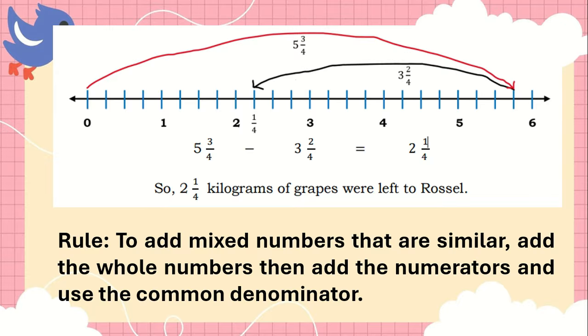Based on the number line illustration, 5 and 3/4 minus 3 and 2/4 is equal to 2 and 1/4. So, 2 and 1/4 kilograms of grapes were left to resell. Remember the rule: to add or subtract similar mixed numbers, work with the whole numbers, then the numerators, and use the common denominator.